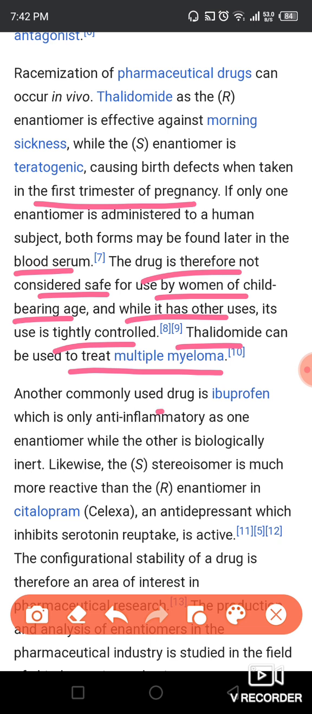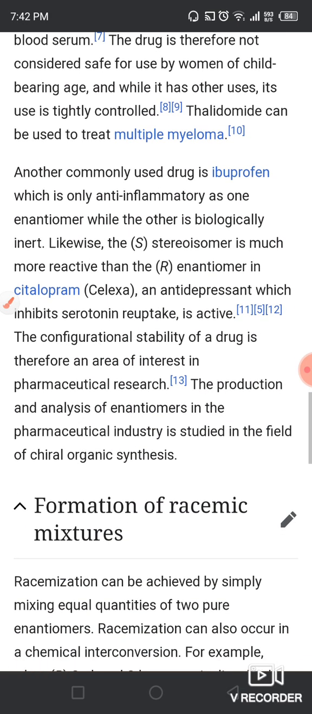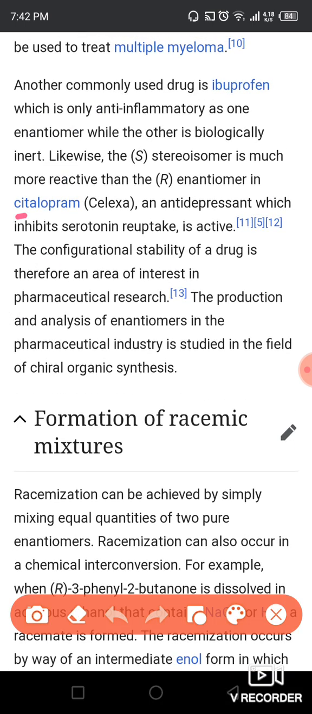To show the importance of it. Now another drug is ibuprofen. So it is an anti-inflammatory drug, and it has some biological importance because the S enantiomer is much more active than the R enantiomer. ओके, सो दे हैव गिवन दैट इब्रूफेन के अंदर जो उसका एस आइसोमर है वो ज़्यादा रिएक्टिव है देन द आर आइसोमर के. सो एक और इन्होंने दिया हुआ है, तो ये एंटी डिप्रेसेंट है और ये भी एक्टिव है हमारे लिए. और कॉन्फ़िगरेशन स्टेबिलिटी इस ड्रग की ये है कि फार्मास्यूटिकल रिसर्च में यूज़ होता है और बहुत जगह पे यूज़ होता है.